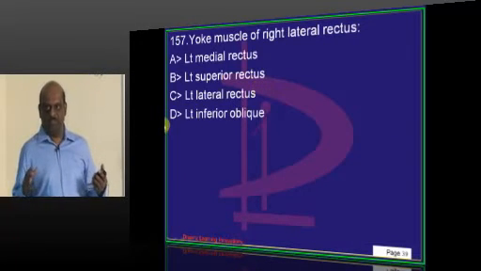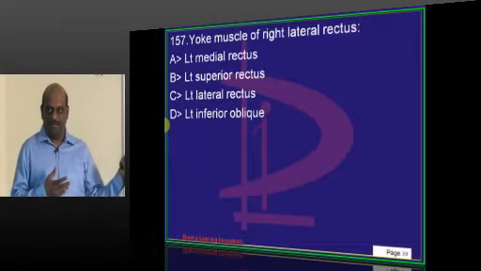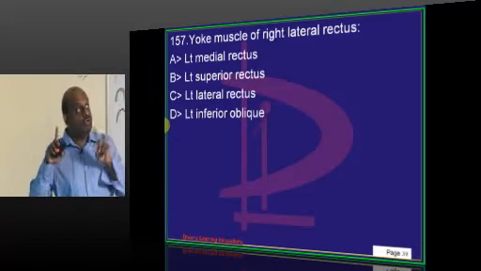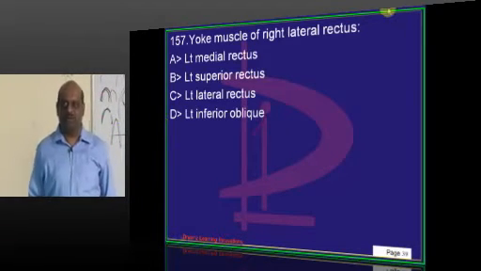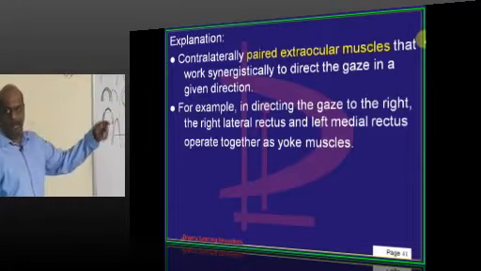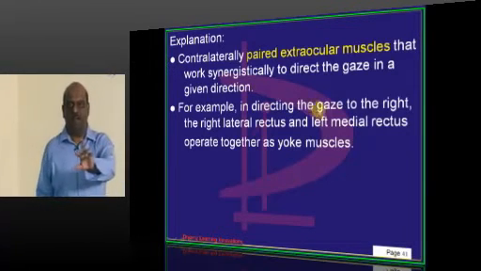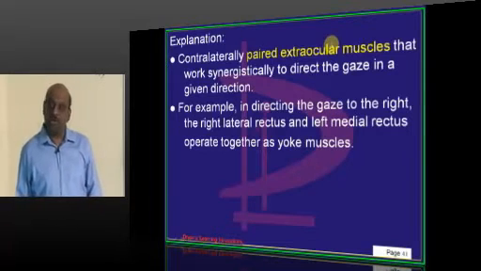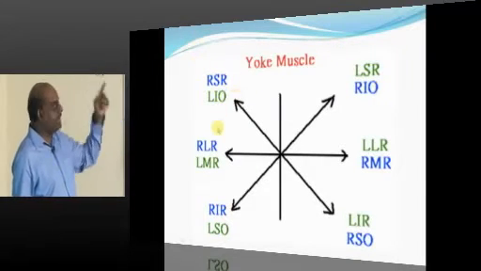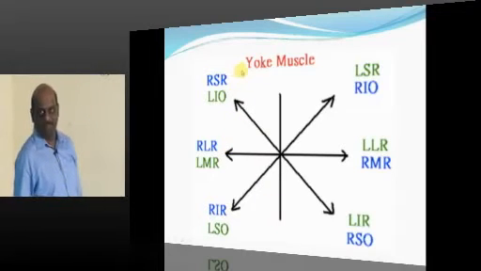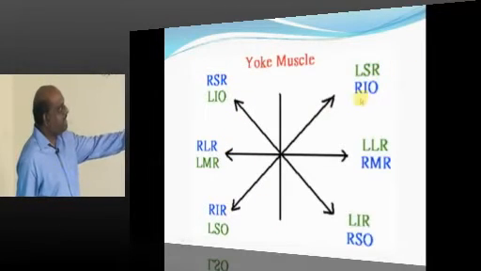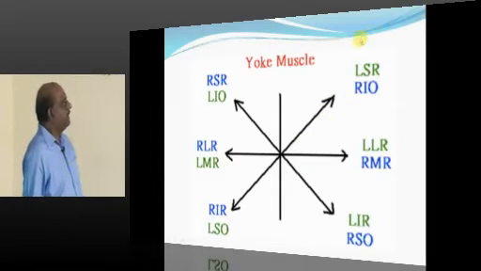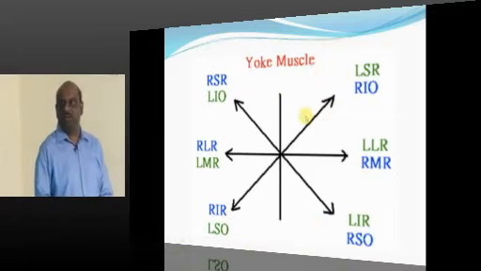What are yoke muscles? Whenever you are looking to that side, then one side eye must elevate, the other side eye must pull up. So together, by a coordinated action, you can see. That's called yoke muscles. So contralaterally paired extraocular muscles work synergistically to enable you to have a gaze towards a particular direction, and are called yoke muscles. Right side superior rectus and left side inferior oblique work together. Left side superior rectus and right side inferior oblique work together to elevate the eye in this direction. Similarly, the different muscles are all yoke muscles.